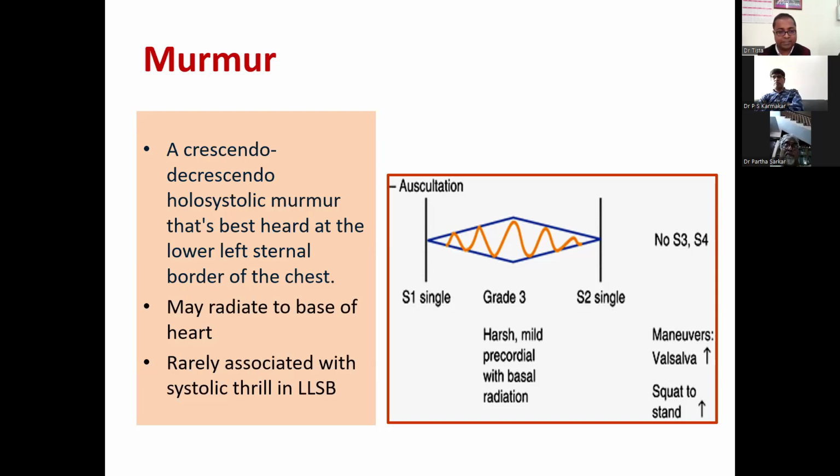She found something else. There is a crescendo decrescendo holosystolic murmur best heard at the lower left sternal border of the chest. This is the murmur which is occurring due to the obstruction. It may radiate to the base of the heart. Now here you have to differentiate it from mitral regurgitation, because the posteriorly directed mitral jet also goes towards the base of the heart. And sometimes it may be associated with a systolic thrill in the left lower sternal border also.